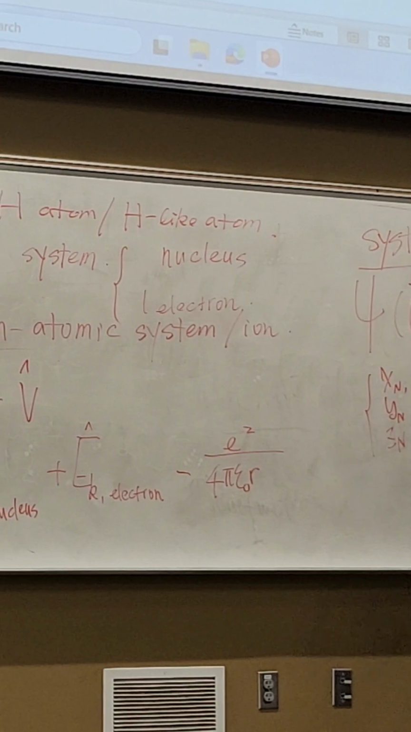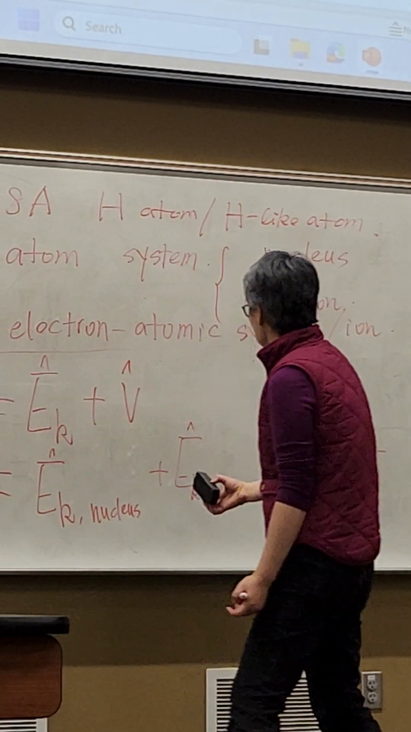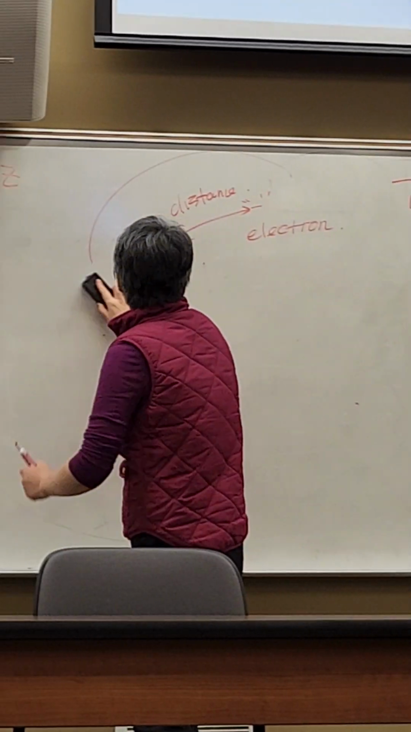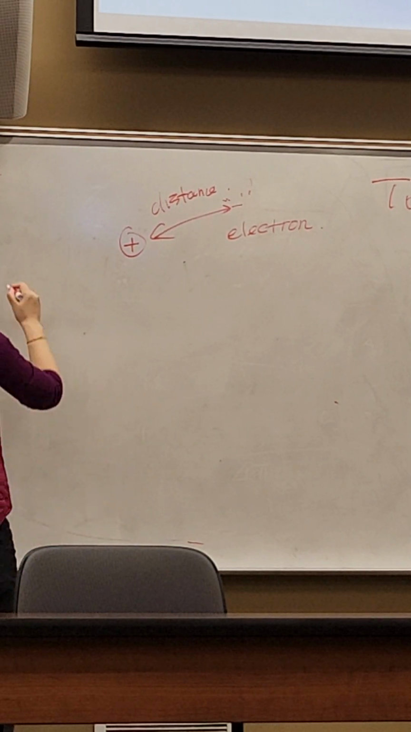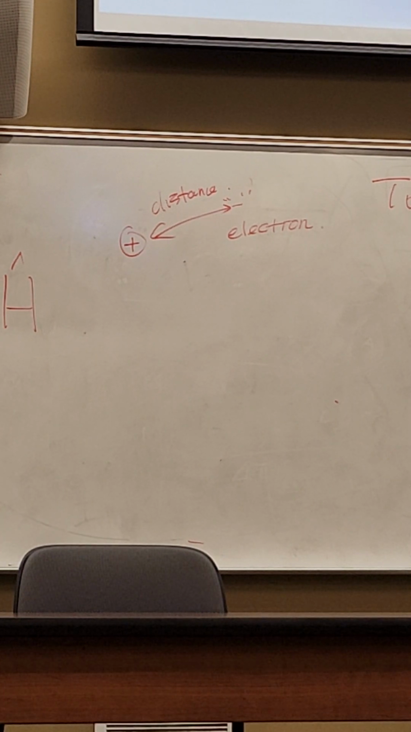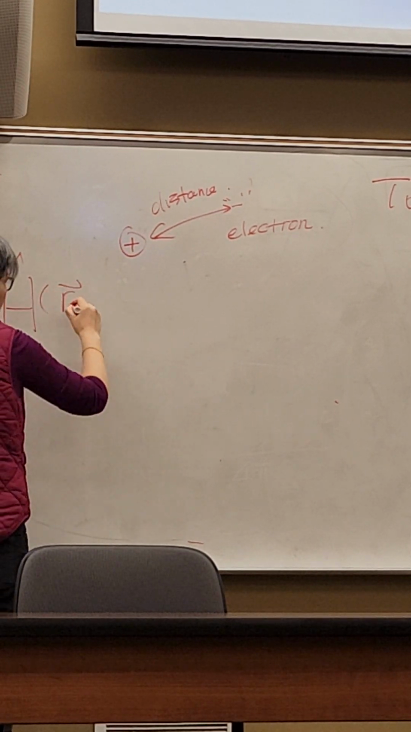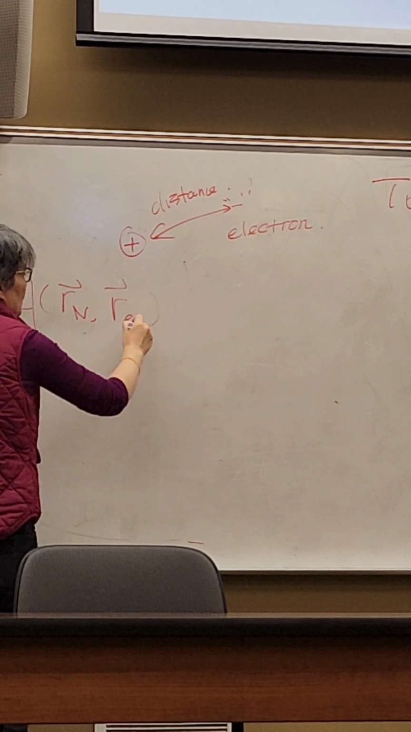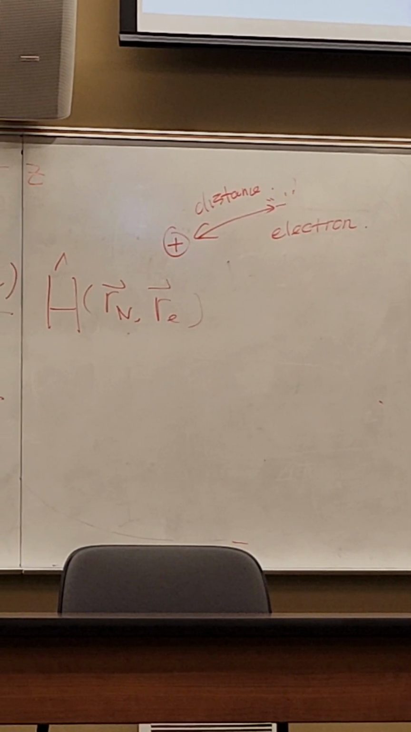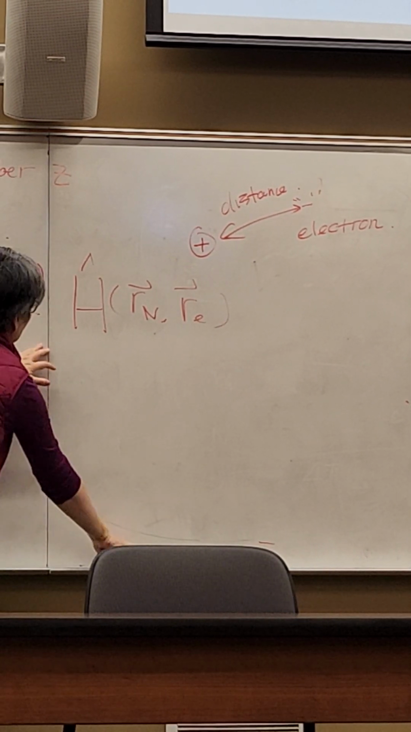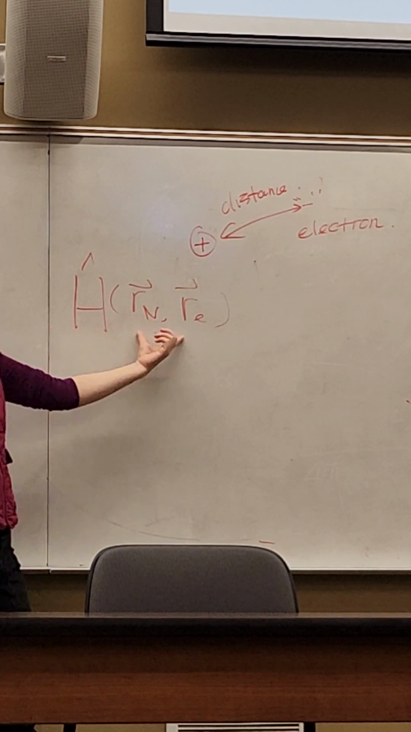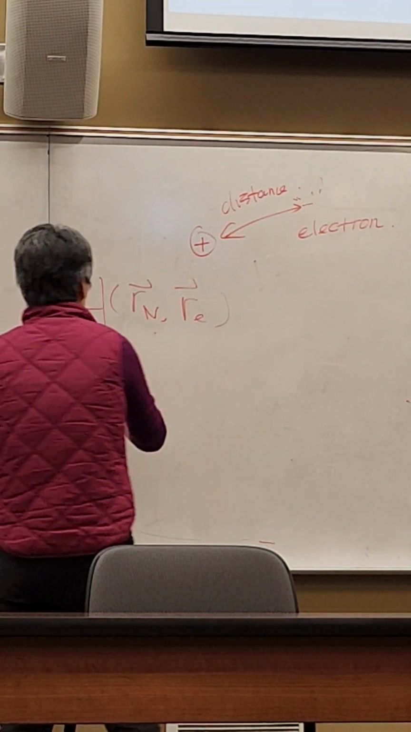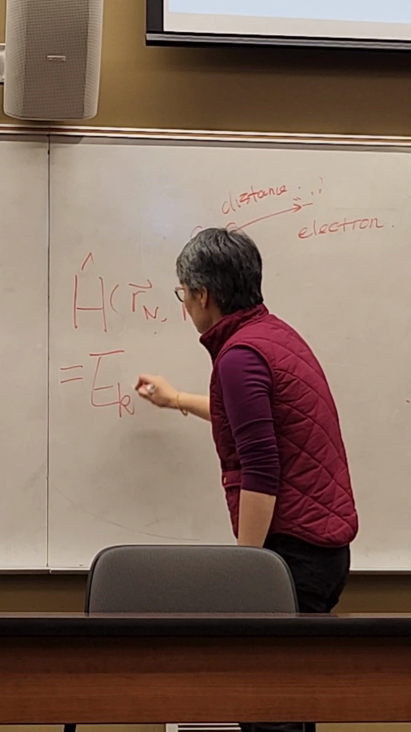Now, we can write out more if you guys want me to. So we say we will have this Hamiltonian operator that carries two position coordinates. The Rn refers to the nucleus, Re refers to the position coordinate for the electron. Now you can span this into 6 x, y, z variables as you wish.